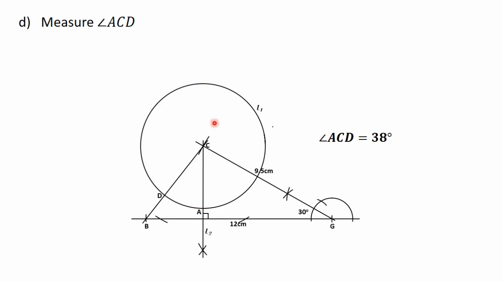We began with the solution by constructing the triangle CBG. Then we constructed L1, the locus of points 4 centimeters from the point C. After that, we constructed L2, a perpendicular line from point C to the line BG. Then finally, we measured the angle ACD, which gave us 38 degrees.